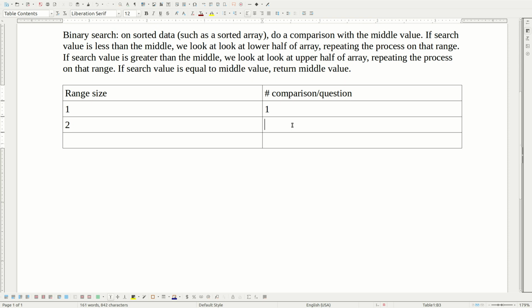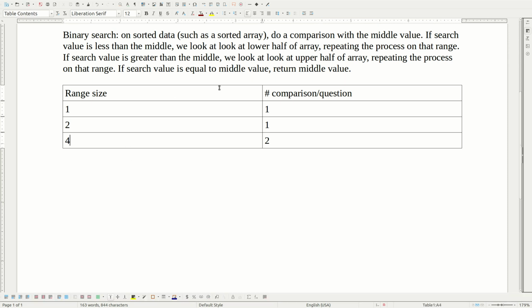I guess checking that it's the exact thing might count too. So we can do it in 2 comparisons, 1 comparison, about that amount. If we have about 4 items, we can split to the lower half or the higher half, and then we have 2 remaining, and so that gives us only 1 more question. So the number of comparisons or questions for 4 items will be 2.